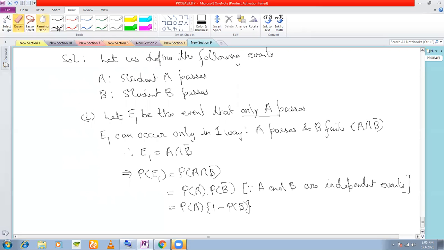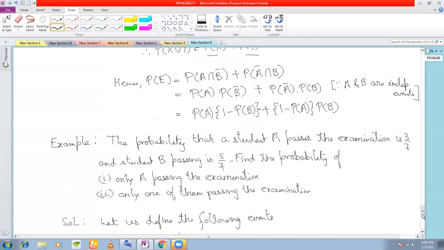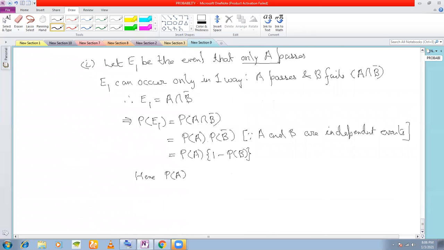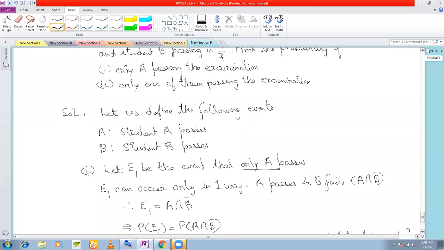Now what is P(A)? How much is the probability of passing of A? Let us look at the question. What is the probability that A passes? 3 by 7. So P(A) is 3 by 7. This is given to you, right? And what is P(B)? That is 5 by 7, right? Let us write it here only. Student A passes. So therefore, P(A) is equal to 3 by 7 and P(B) is equal to 5 by 7, right?